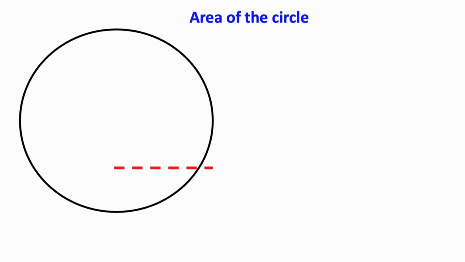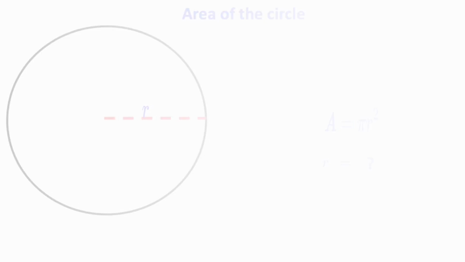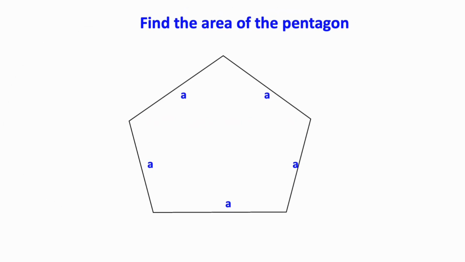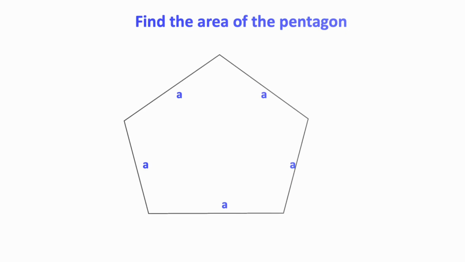Let's start with the circle. The area formula is straightforward. Pi times radius squared. But we don't know the radius yet, so for now, we'll keep that formula in our pocket and move on. Now, let's focus on the pentagon. It's a regular pentagon, and all the sides are the same length. Let's call that length A. And that'll help us build a general formula.